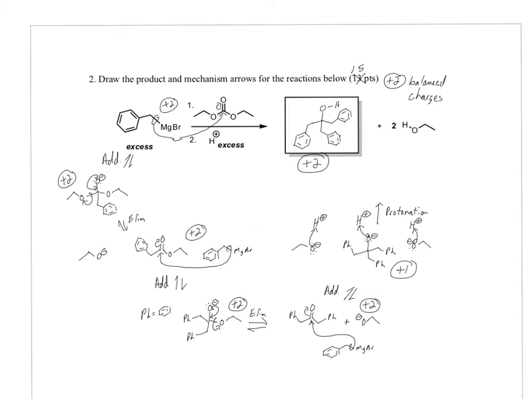When we have an addition, adds in, to make a tetrahedral intermediate, we've got to ask ourselves, do we have a good leaving group? And we've got to keep adding stuff. We're going to keep adding stuff until we don't have a good leaving group. And then we go to the second step.